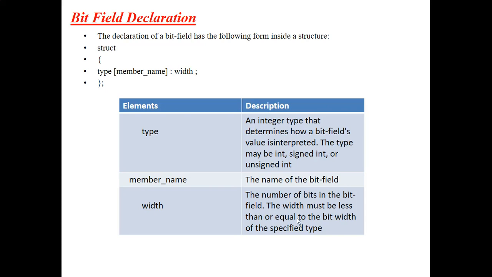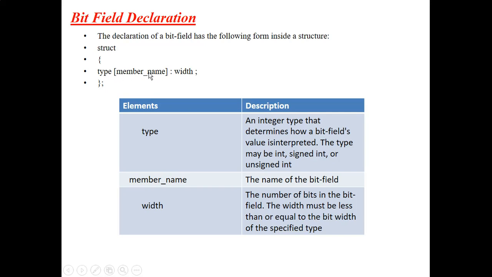The width must be less than or equal to the bit width of the specified type. Please note this point. Why? Suppose I have taken the width as 3. Next I have taken the data type as integer type.